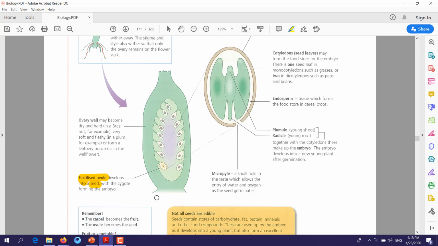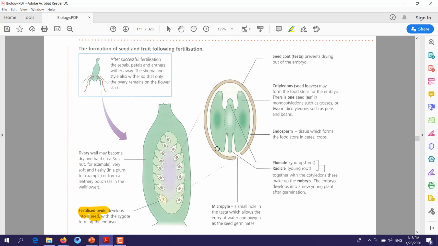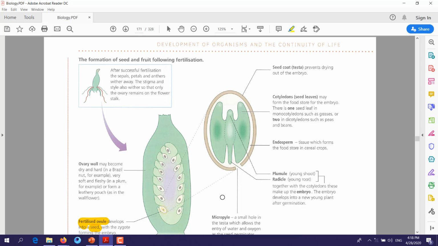Now, if we take the seed and zoom in, we will see it consists of these parts. Firstly, the seed has a cover, which they call the seed coat or testa. Its function is, because it's a cover, to prevent drying out of the embryo. This is the embryo, all of it, the green part. So the function of the seed coat or testa is to prevent it from drying.